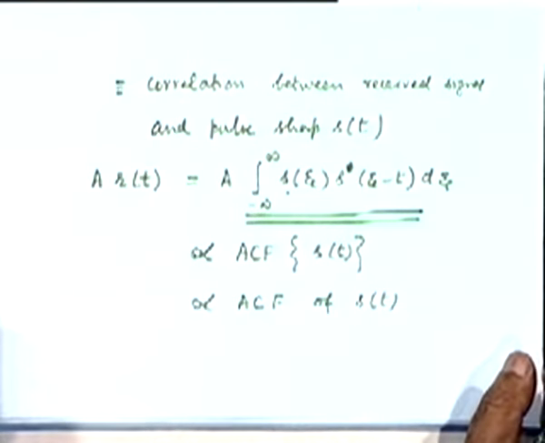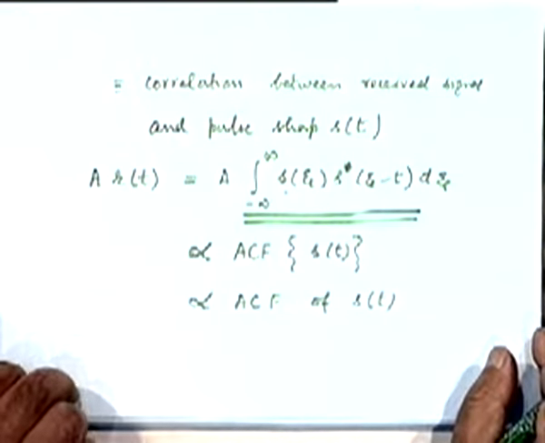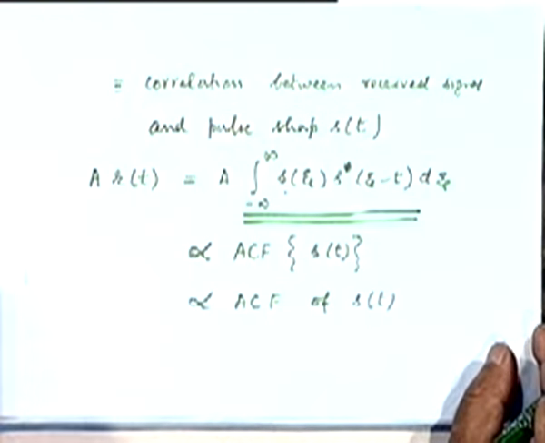The matched filter, for the situation where the input has only signal, produces an output which is nothing but the autocorrelation function of the input signal. Right? Because the impulse response is matched to the same signal. Alright?